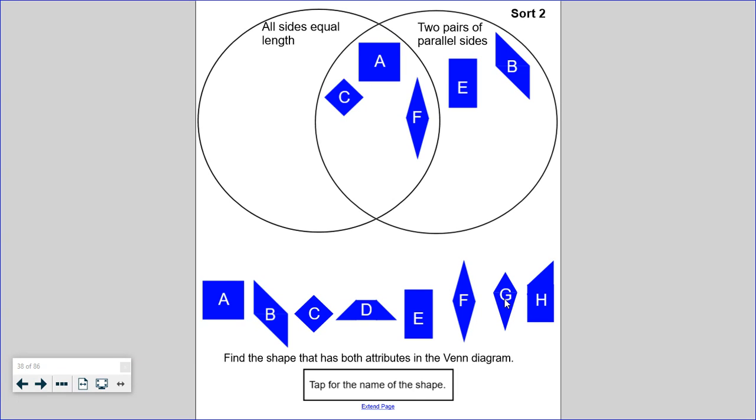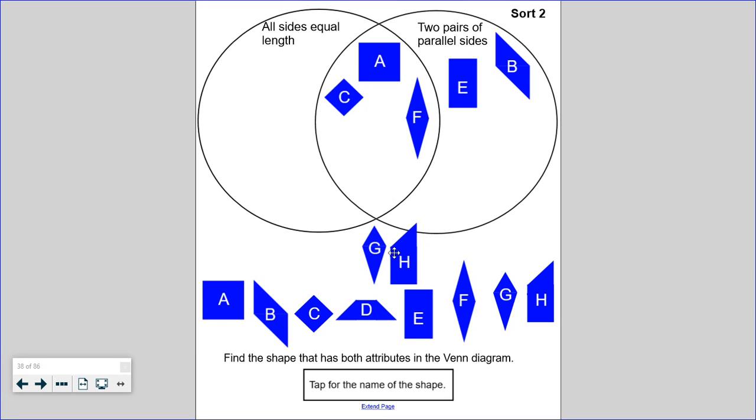Let's look at G and H. So G, where would that one go? Does G have all sides equal length? Nope. Does it have two pairs of parallel sides? No, it actually does not. It looks like it might, but it doesn't. If you were to take a ruler and keep drawing, these sides would eventually cross. So this one actually goes nowhere. We're going to put them right there.